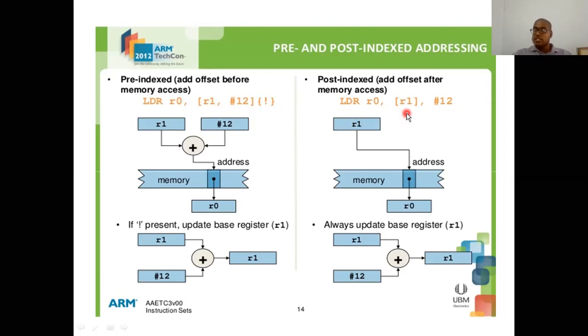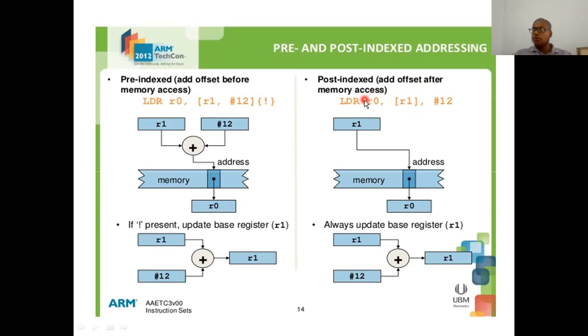The basic difference is here, see, the parentheses or square brackets are only for R1, and here the 12 is being separated from the square brackets. So what is the difference between these two things? Post-indexed means post means after, pre means before. So add offset after the memory access.